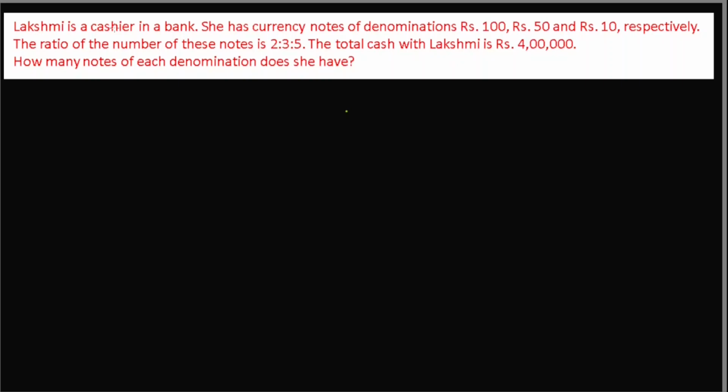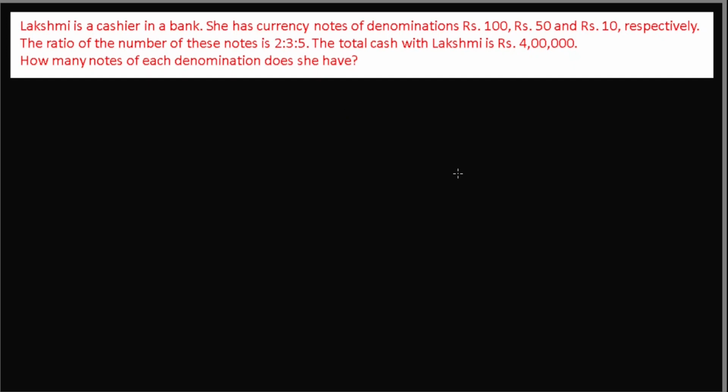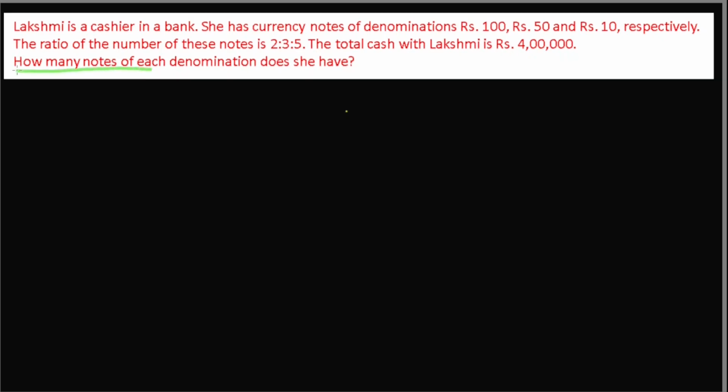Next word problem is Lakshmi is a cashier in a bank. She has currency notes of denominations rupees 100, rupees 50, and rupees 10 respectively. The ratio of the number of these notes is 2:3:5. The total cash with Lakshmi is rupees 4 lakh. How many notes of each denomination does she have? We will start our solution from the last question, which is how many notes of each denomination does she have?